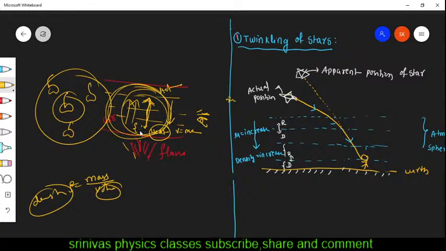The air which is above the flame gets the heat and goes up. Due to that, the density of the atmosphere varies. That's why variation of density in the atmosphere occurs. Due to that, the position of the object changes, and that is called atmospheric refraction.